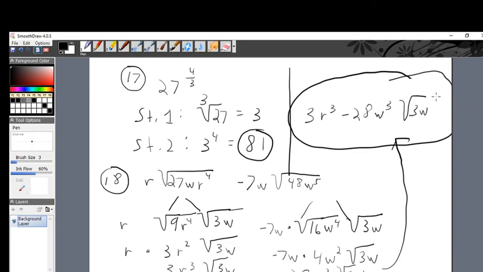This has got a roof over it, and this you just write exactly like that, no roof over that. And that is the answer to problem 18.